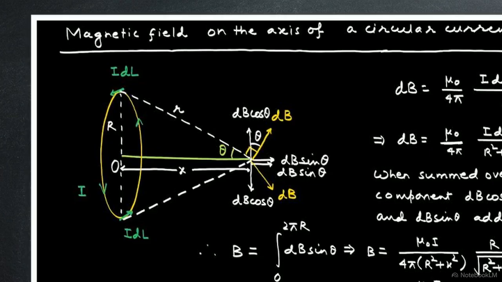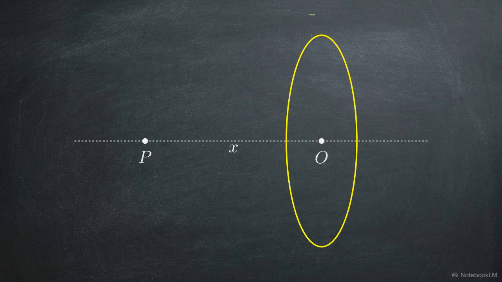This diagram maps our problem, evaluating a circular loop carrying a steady current. The loop has a radius R. We want to find the magnetic field at point P, distance x along the central axis. The distance from the loop edge to P is r. We start by isolating a single infinitesimal current element, labeled I dL, at the very top of the loop. A position vector r connects this specific element directly to our observation point on the axis.